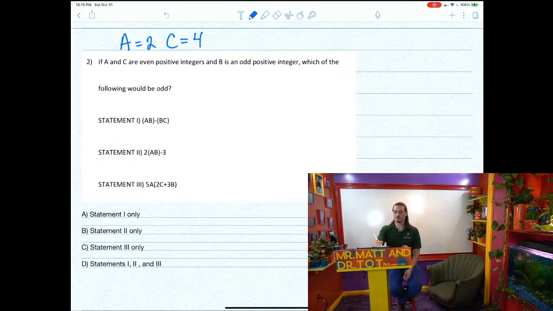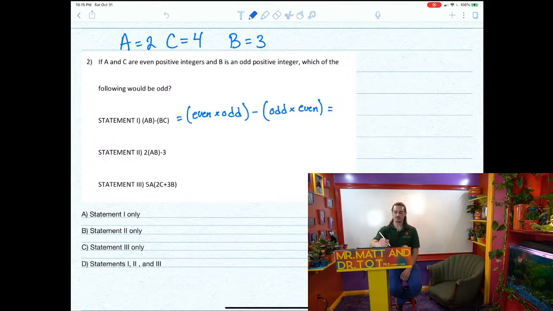So the quantity A times B is equal to an even times an odd, minus B times C. That's going to be an odd times an even. An even times an odd is going to be even. An odd times an even is also going to be even, and an even minus an even will always result in an even answer. So statement 1 is false.